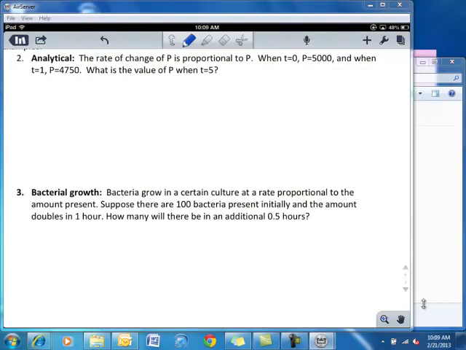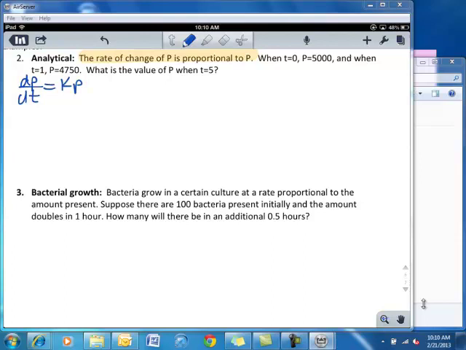Number 2 says the rate of change of P is proportional to P. Guys, that's the key step right there. We need to be able to look at that phrase and interpret that into math correctly. So what does that look like if you interpret that into math? P prime is equal to kP. I'm going to write it a little bit differently, Andrew, but you are right. dP/dt equals kP.